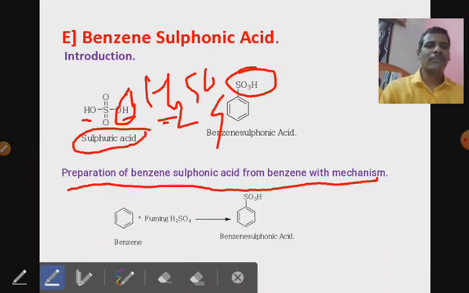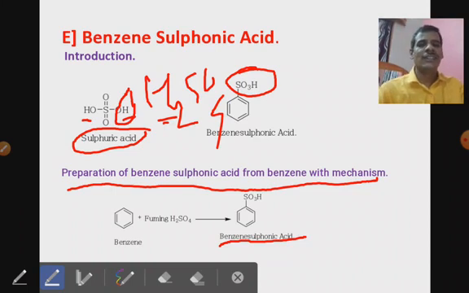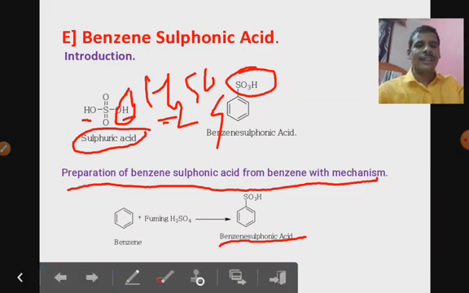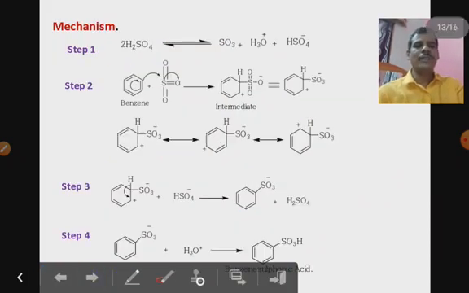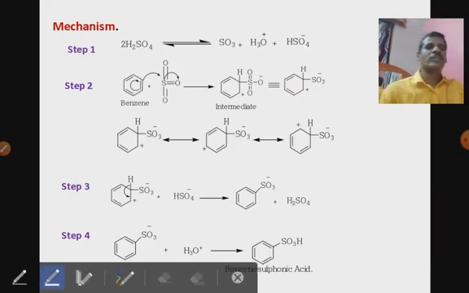First, the method of preparation of phenyl sulfonic acid or benzene sulfonic acid. In the simple method of preparation, benzene is treated with fuming sulfuric acid. Only two reactants are required: benzene and fuming sulfuric acid. When benzene reacts with fuming sulfuric acid, there is a formation of benzene sulfonic acid. Now in the next slide, see the mechanism of preparation of benzene sulfonic acid.